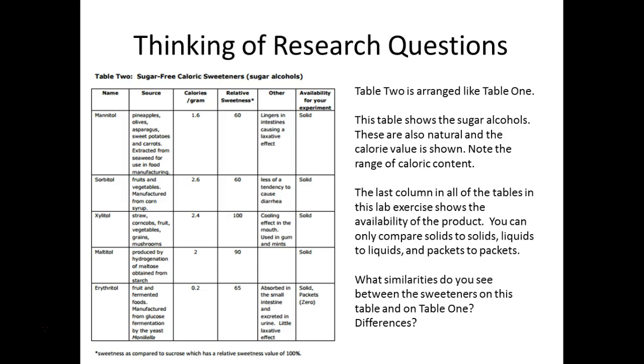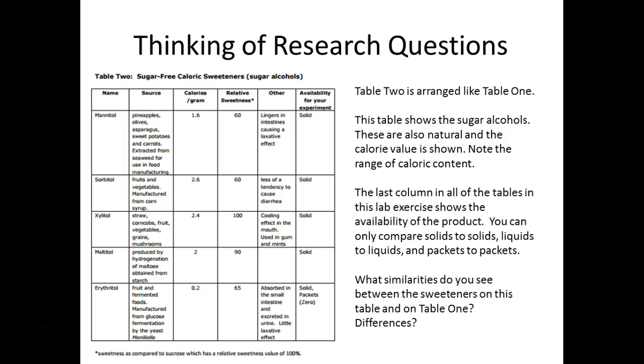But you can see that they are all natural, just like the previous table. So we've got mannitol that comes from pineapples or olives, sorbitol comes from fruits and vegetables, erythritol comes from fruit and fermented foods. You can also see that the calories per gram is significantly less than sugar. So we've got 4 for sucrose compared to 1.6 for mannitol. You can also see that for most of these, with the exception of xylitol, they are not as sweet as sugar. So often they are bulked with another material to make them sugar.